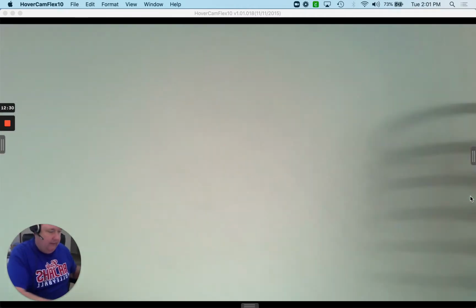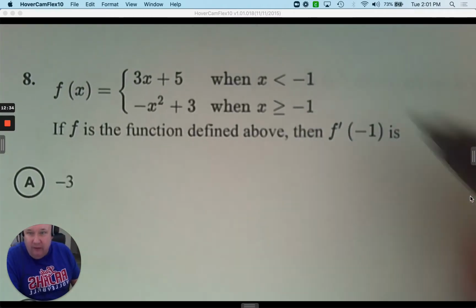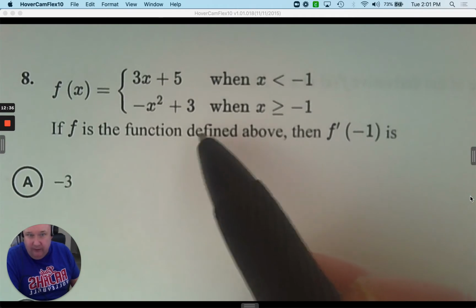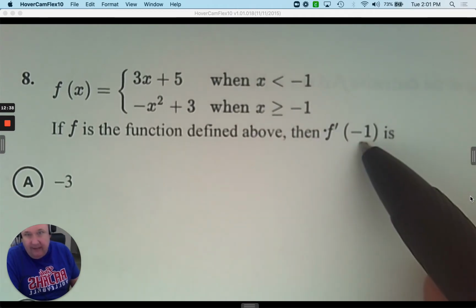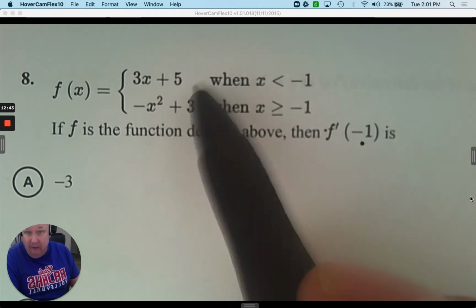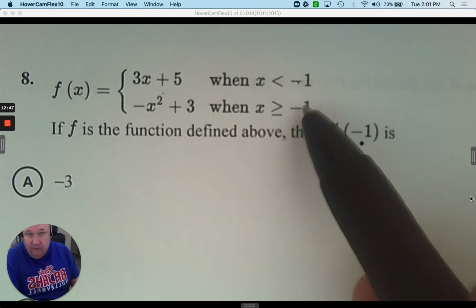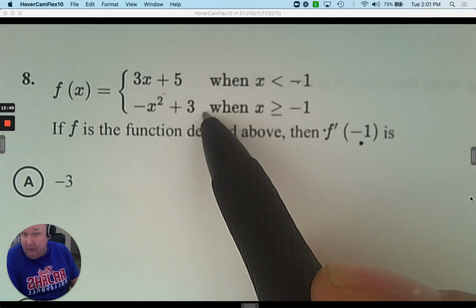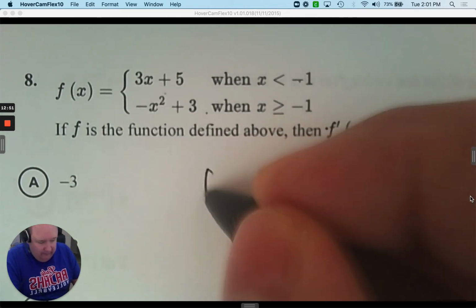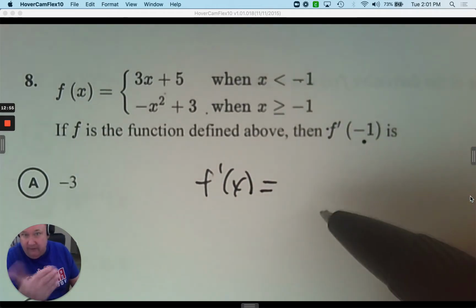All right, number 8. You're given a piecewise function. If f is the function defined above, then what's the derivative at -1? First, it has to be continuous. At -1, that gives me +2, and at -1, that gives me +2. So it is continuous. Then for the derivative, I need to look at both pieces, because it has to be true from the left and from the right.